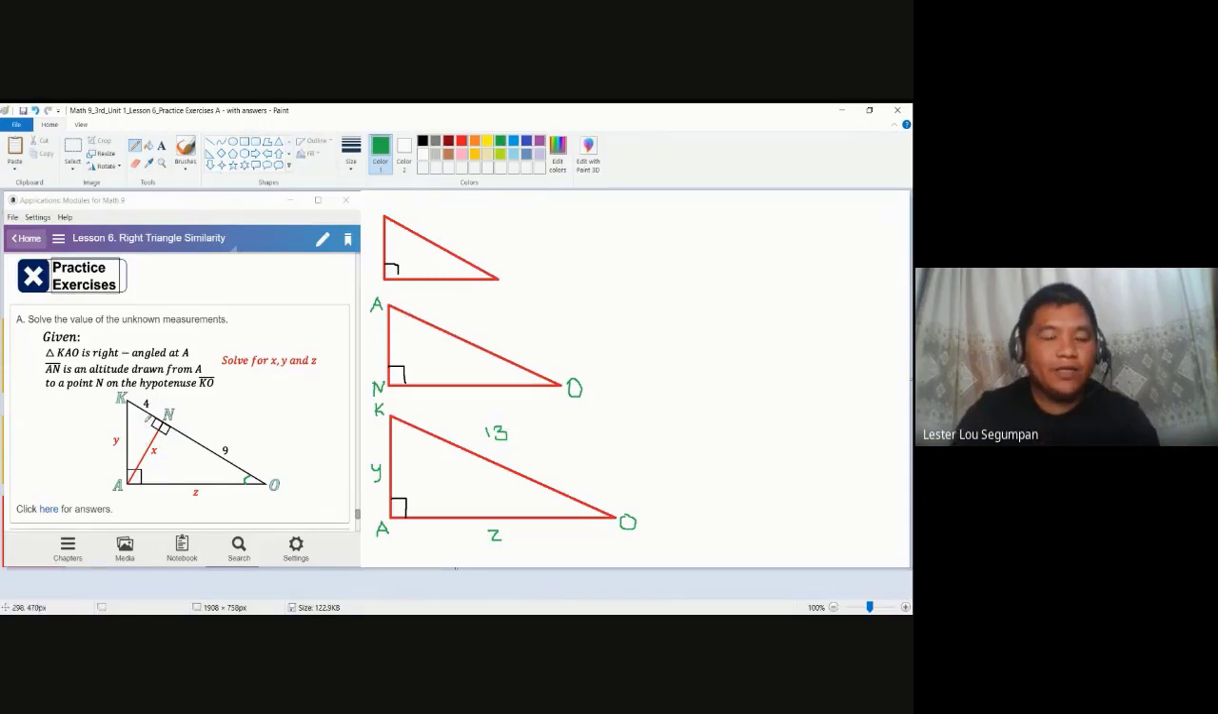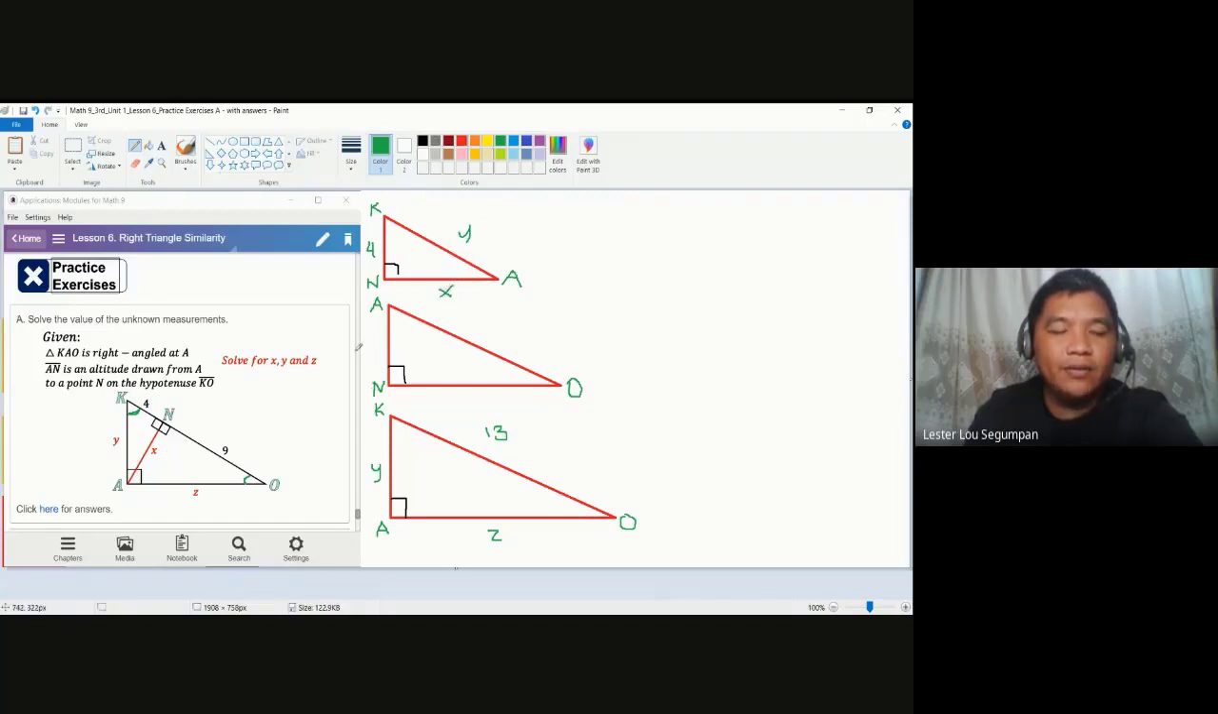And finally, for the smallest one, the right angle is still at N. This angle corresponds to the largest triangle's K. So this should be K here, and the remaining is actually A. Okay, that's how you label the corresponding angles here. And then complete with the unknowns. So for the smaller one, you have KN is 4, AK or KA is Y, and you have here X.